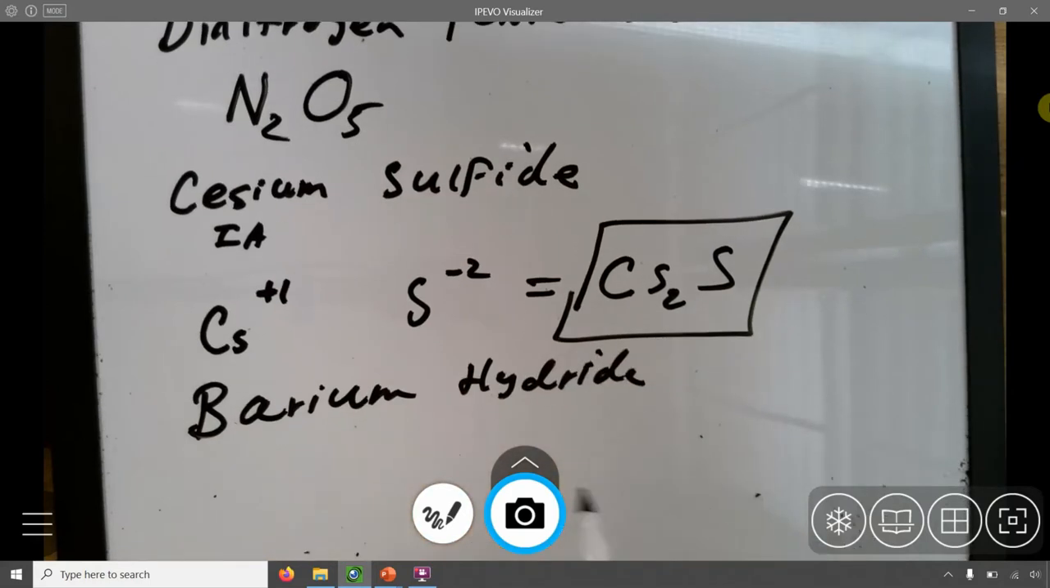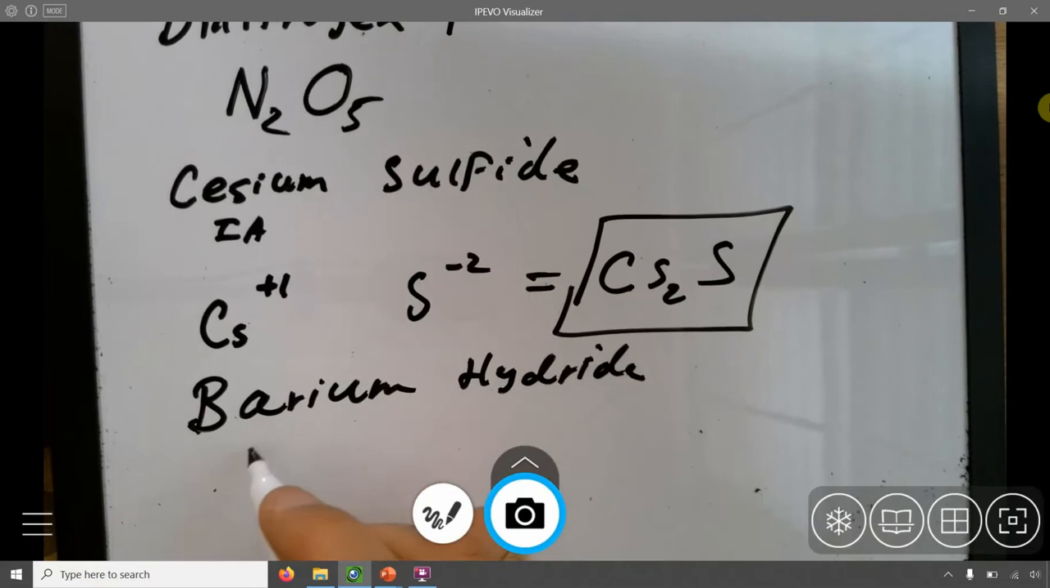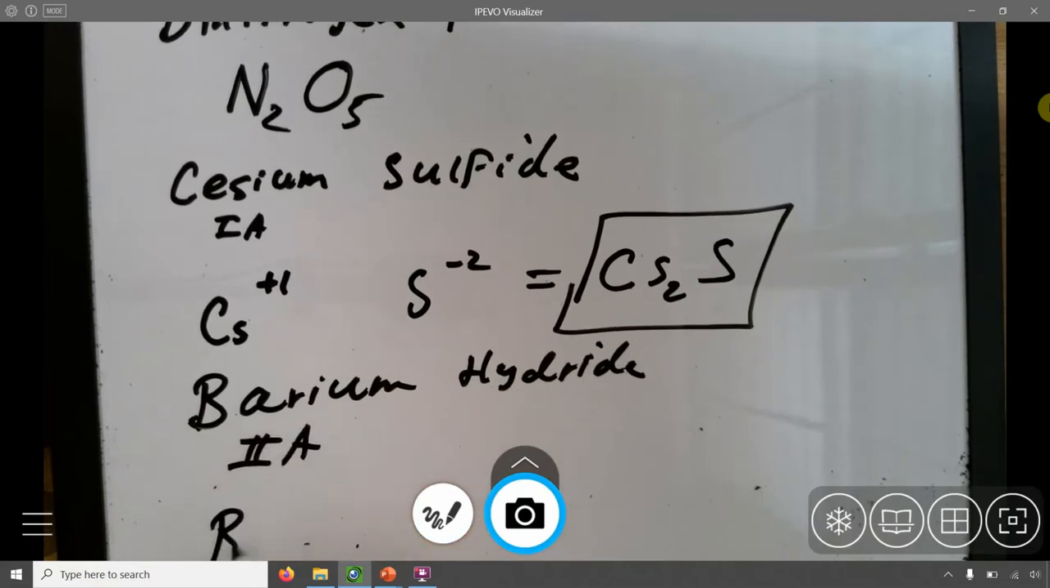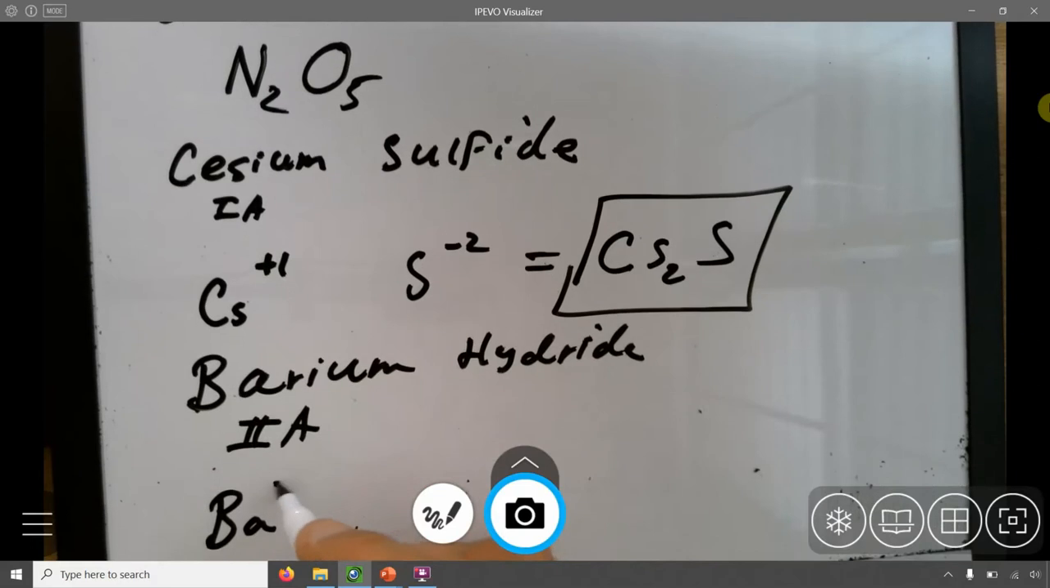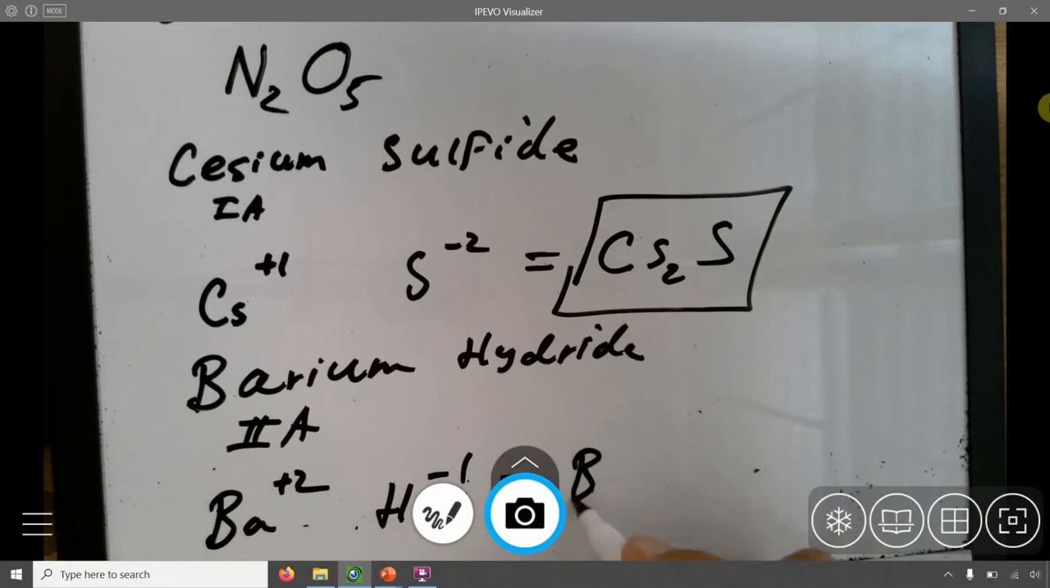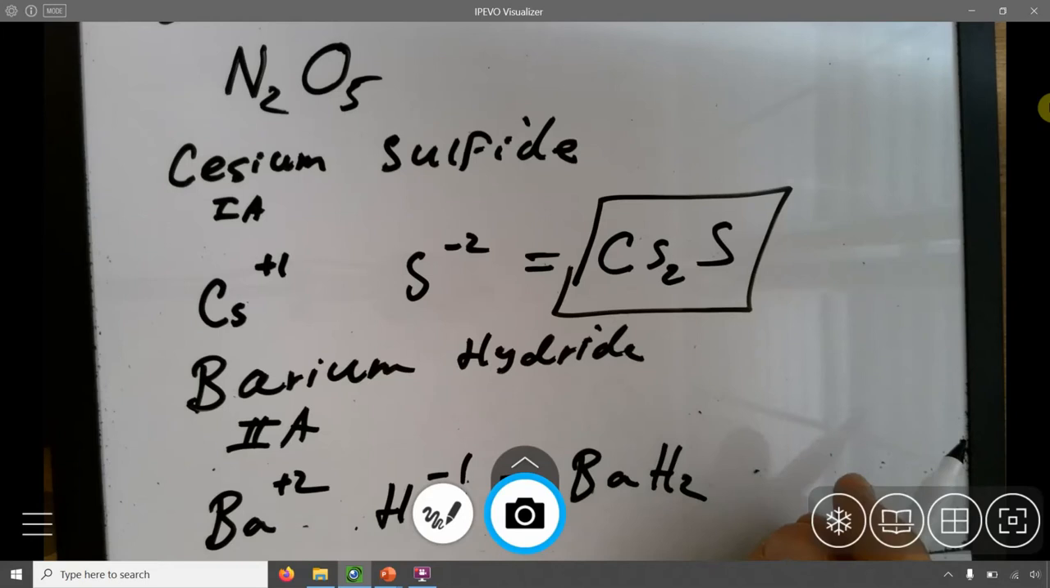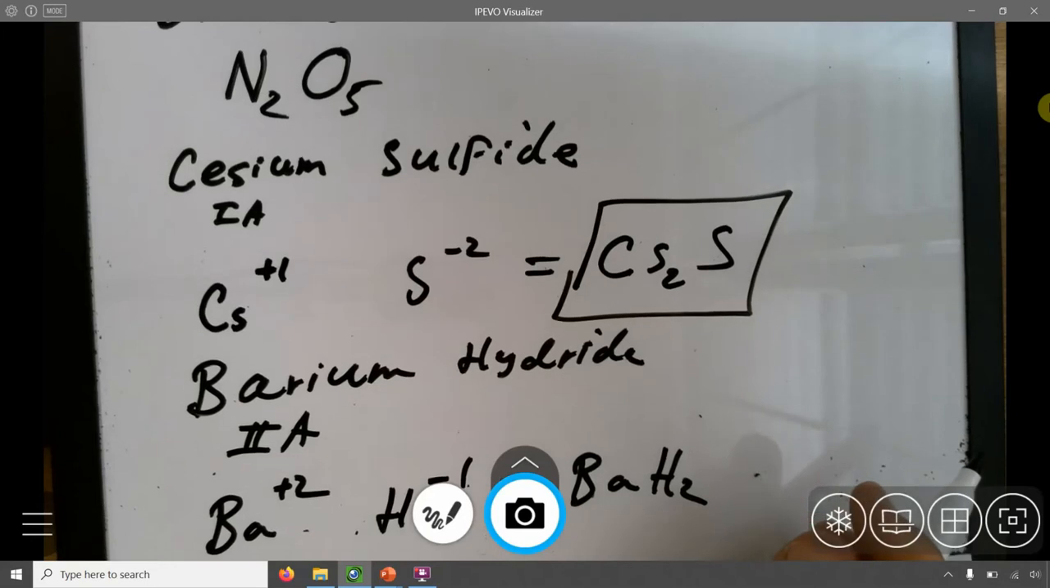Okay. Barium hydride. Again, it's ionic. Barium is group 2. Okay, so it's going to be Ba +2. Hydrogen is -1. Crisscross again, and I get that this is BaH2.